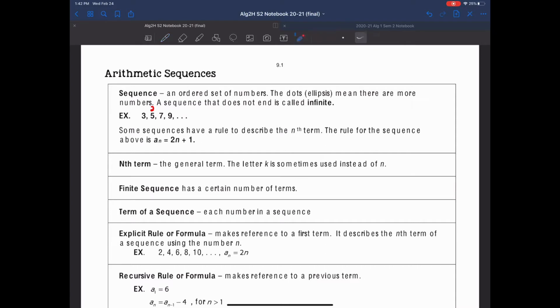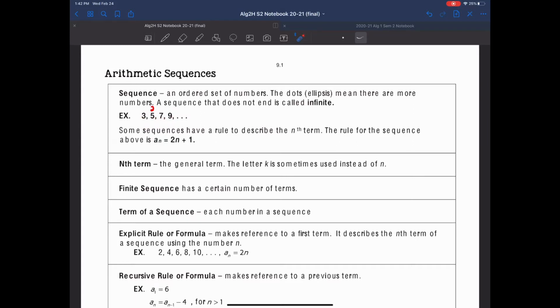For example, let's say we have the sequence 3, 5, 7, 9, and so on. I have ellipses, so that tells me this sequence is going on forever. It's an infinite sequence. Now, we might also notice that there's a pattern for this sequence. We're literally just adding 2 each time, all right? To get from 3 to 5, I'm adding 2. 5 to 7, I'm adding 2. 7 to 9, I'm adding 2.